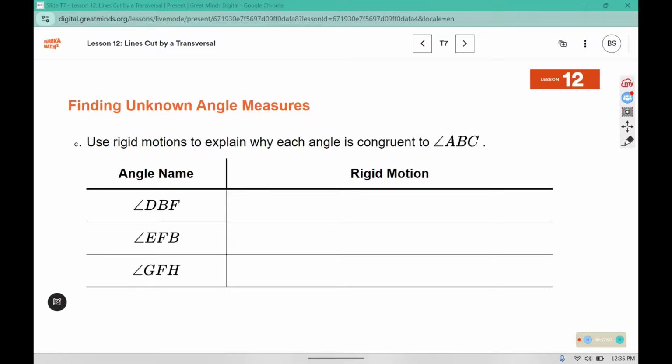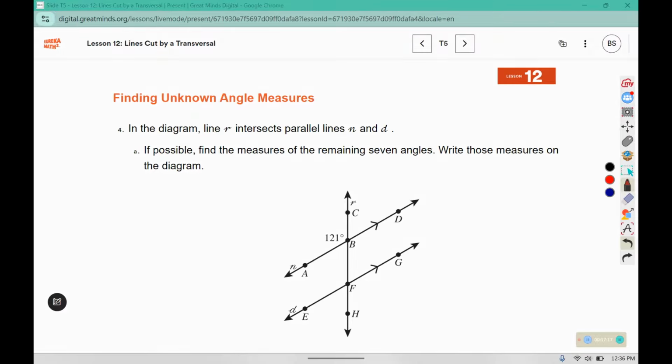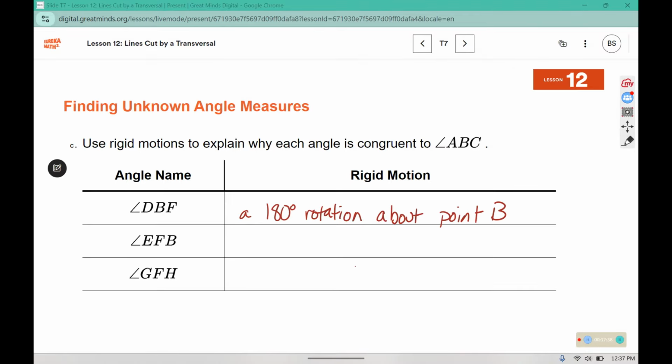Use rigid motions to explain why each angle is congruent to ABC. So I'm going to flip back. We're looking for ABC and DBF. Those are these two angles shaded in red. And so if we were to take this angle and rotate it around point B, they would map to one another. I'm going to erase this so I can flip back and forth. If you need to, pause to write it down.